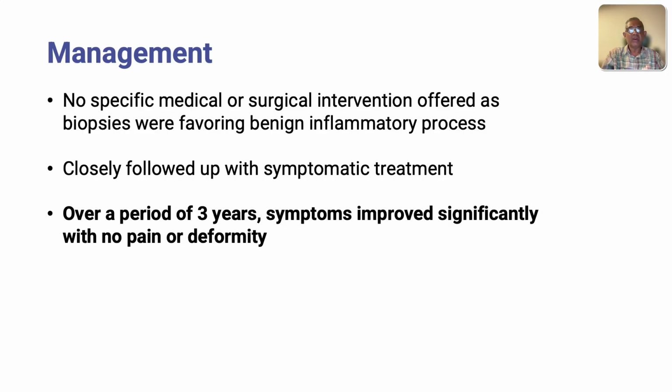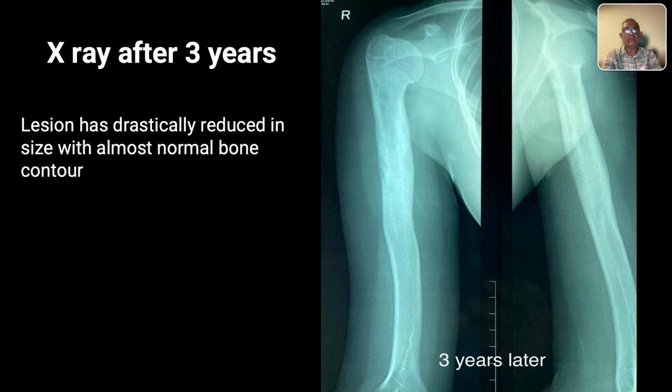So the management there was no specific management. It is symptomatic treatment. Specifically, when there was pain, we treated this child with naproxen, and then closely followed up with the symptomatic treatment. And over the period of 3 years, we showed significant improvement of symptoms with no pain or deformity. Next slide.